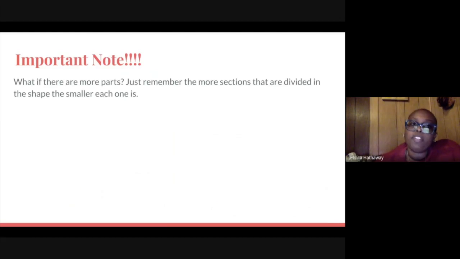Just an important note. What if there's more parts? Just like I've noted before, just remember, the more sections that are divided in the shape, the smaller each one is. So that means if I have a candy bar and I divided that one piece of candy bar in 4 pieces, and then I divided those 4 pieces into another 4 pieces, I now have 8. That candy bar has now been divided into 8ths. Okay? Think of it like that. The more I break it apart, the smaller amount I have.